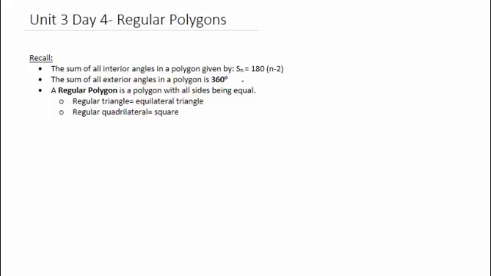We also found from last day's lesson that the sum of all the exterior angles in a polygon is always going to be 360, no matter how many sides the polygon has. Today we'll be looking at the term regular polygon, and this is just referring to a polygon where all sides are equal. So for example, a regular triangle is what we would call an equilateral triangle because all sides in an equilateral triangle are equal. Also, a regular quadrilateral is just a square because again, all sides on a square are equal.